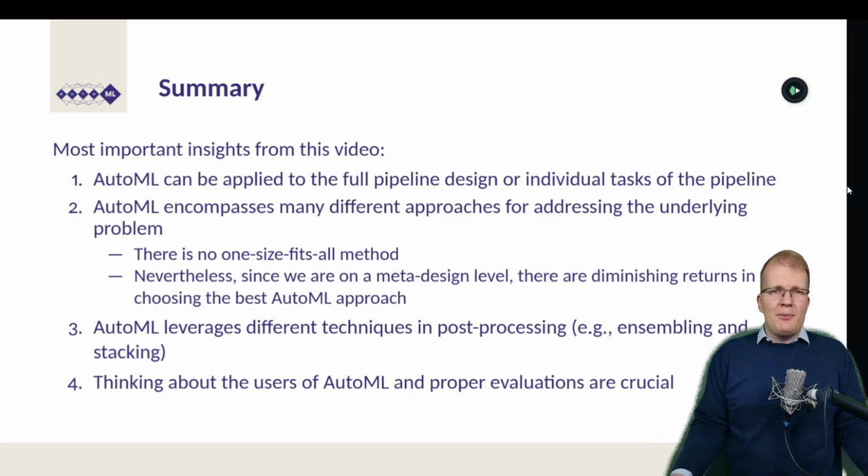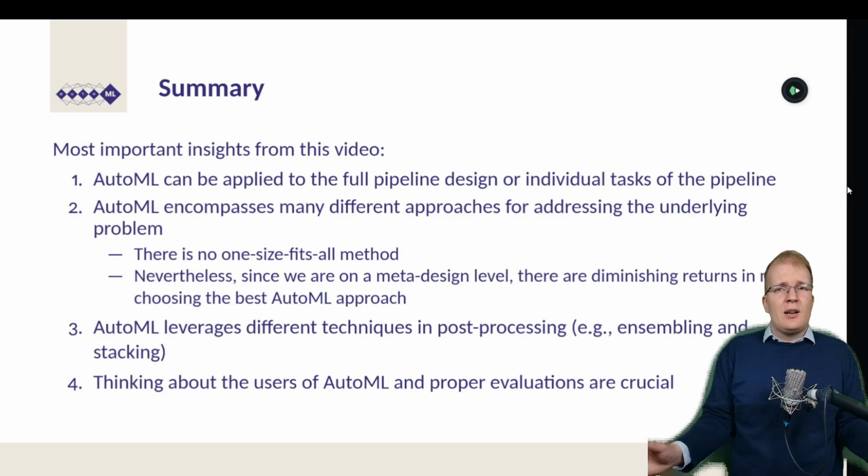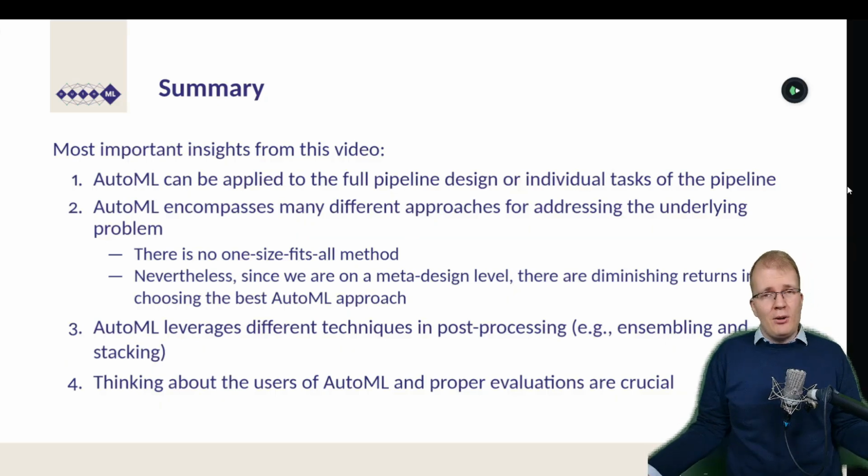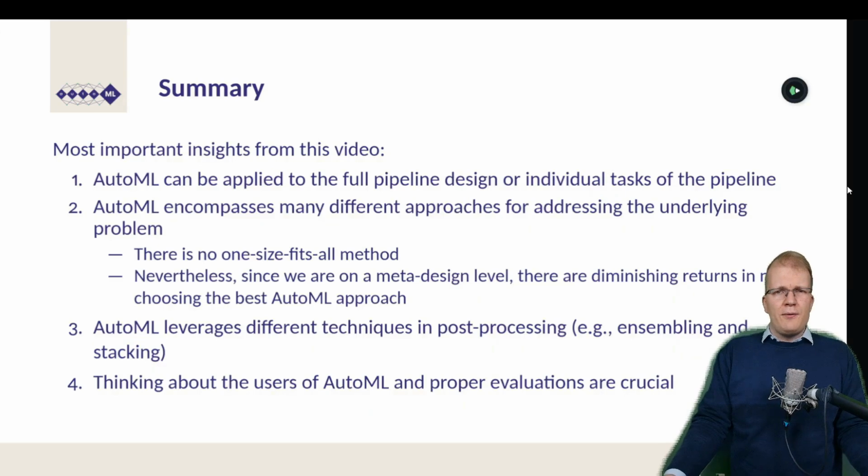So to sum up, AutoML can be applied to the full pipeline design or individual tasks of the pipeline. So you can maybe only use neural architecture search or only use HPO, or you can try to use it for the entire pipeline, right? It depends on what you would like to achieve. AutoML encompasses many different approaches for addressing the underlying problem. And there's unfortunately no one-size-fits-all method.